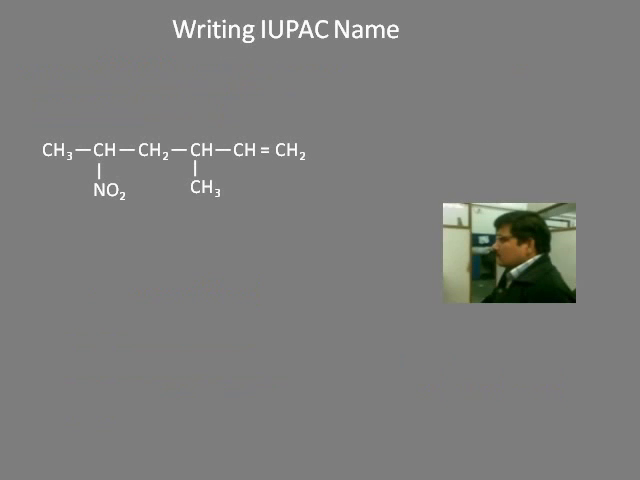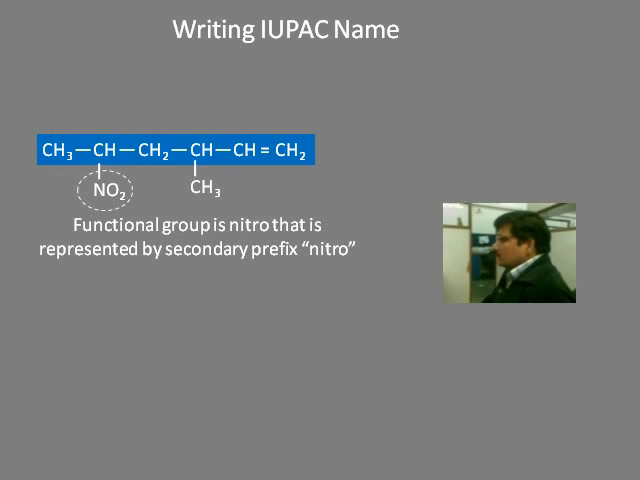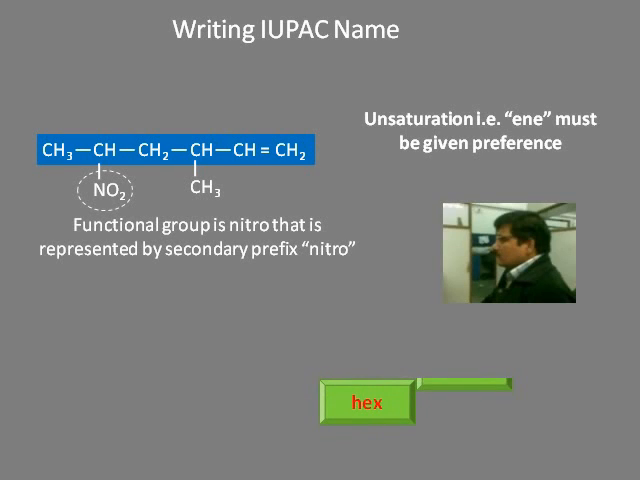See another molecule. Here, this is the principal chain. Functional group is nitro, that is represented by prefix nitro. Unsaturation, that is alkene, ene, must be given preference. Word root is hex. Primary suffix is ene. Side groups are nitro and a methyl also.